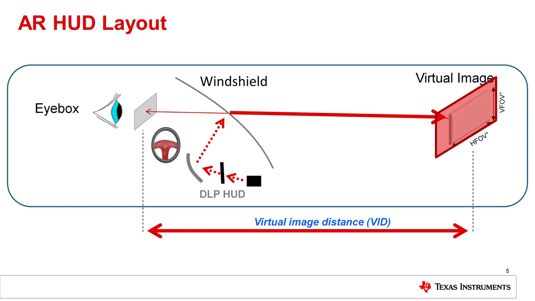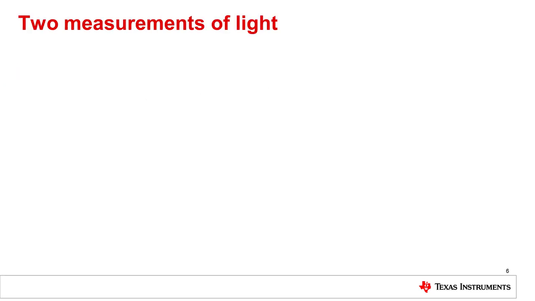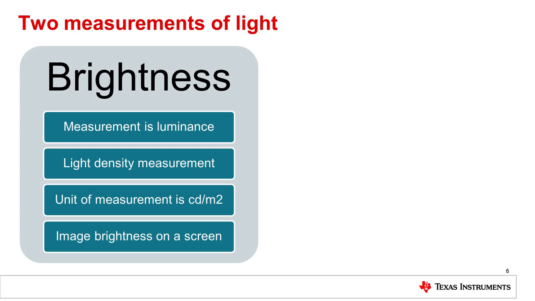The virtual image is projected at the VID, and the size of the image is determined by the horizontal and vertical FOV. Two similar terms used in this presentation are brightness and lumens, and while both describe an amount of light, they are different quantities. The brightness of an image is typically described by its luminance. This is a measurement of light per unit area and is measured in candela per meter squared. An image with higher luminance will appear brighter to the observer.